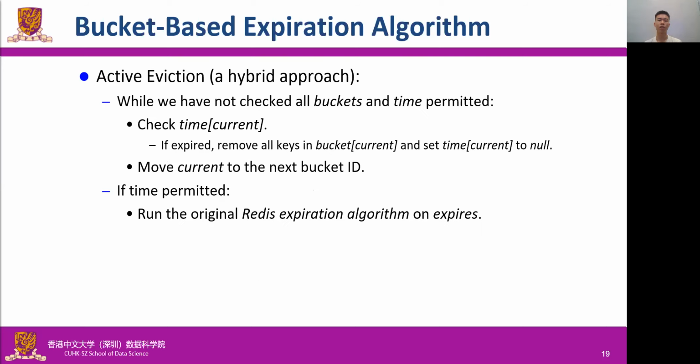After introducing our modification to the data structure, let's see how the hybrid algorithm works. We will first check all buckets sequentially. By checking the time of a bucket, we know if all keys inside have expired or not. If yes, we will remove all keys inside and reset the time of the bucket. As long as we have time left, we will move the current pointer forward. If we still have time left after scanning all buckets, we will run the original Redis expiration algorithm to evict keys on the hashmap expires.